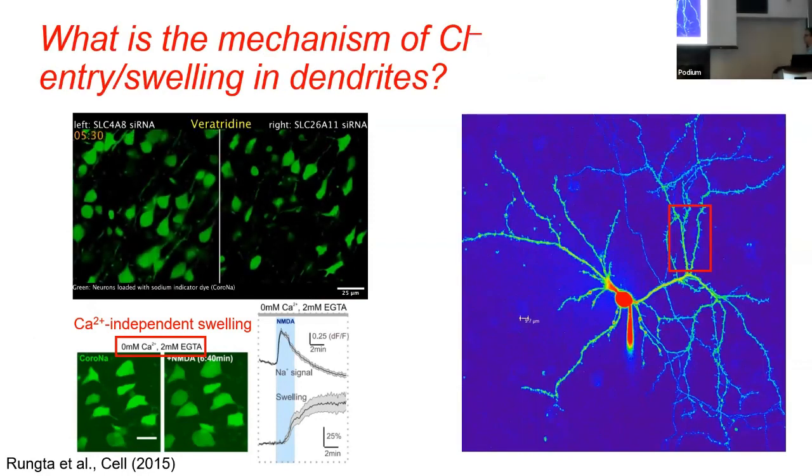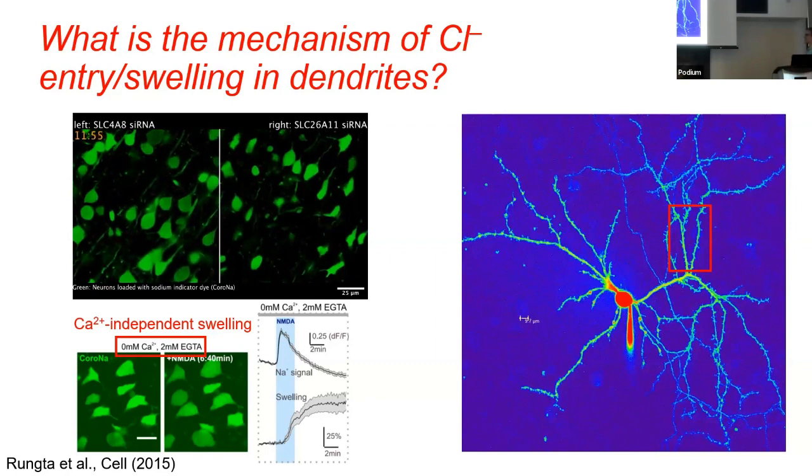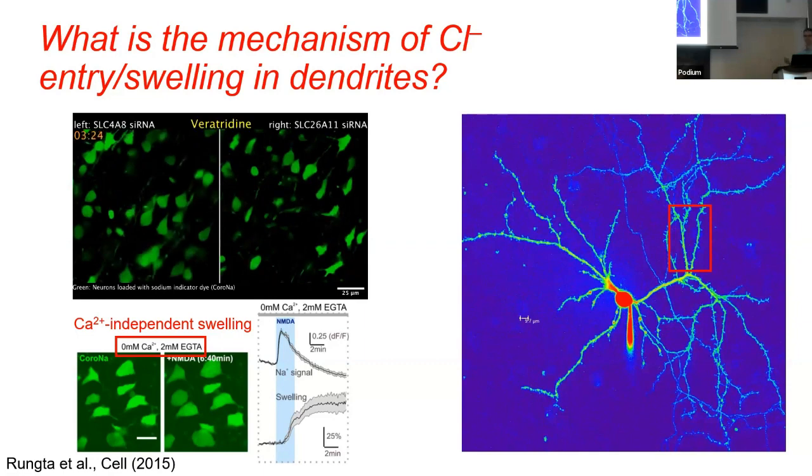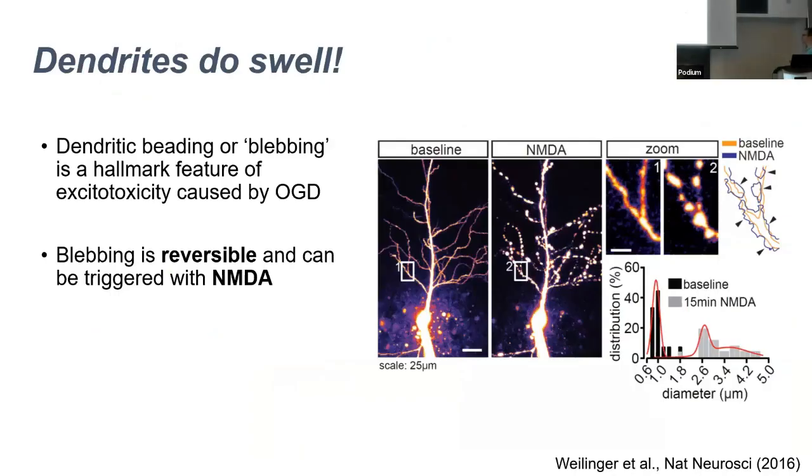And an open question that stemmed from this work, at least when I joined the lab, is this same process going on in the dendrites? Is SLC26A11 an important conduit for chloride entry in the neuronal dendrites? And I was interested in this because this tied into my PhD work, where I studied blebbing, to the extent that I was interested in using it as a surrogate measure of dendritic dysfunction.